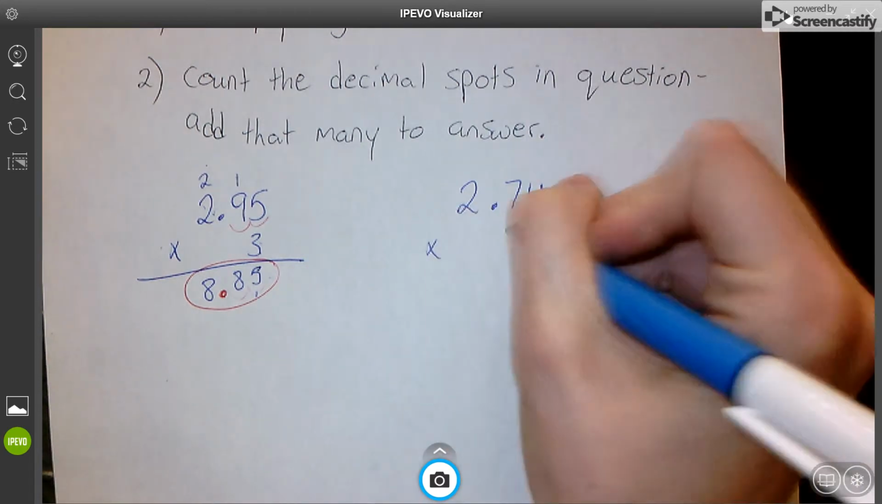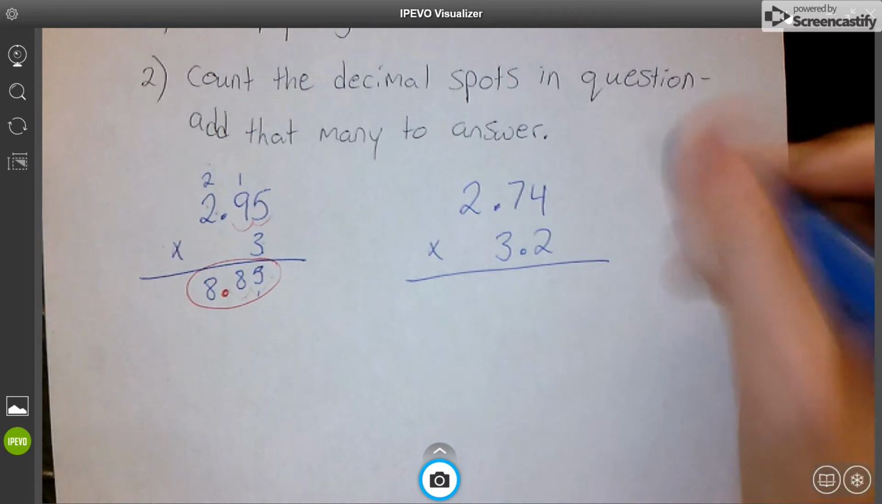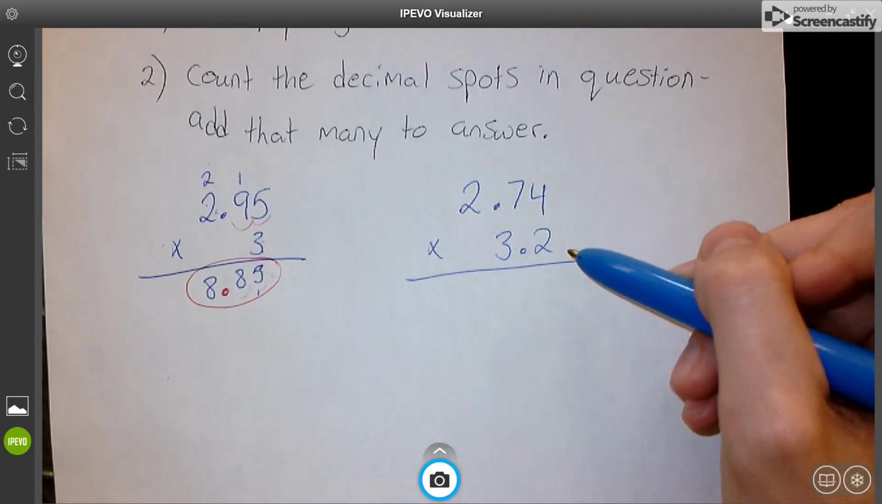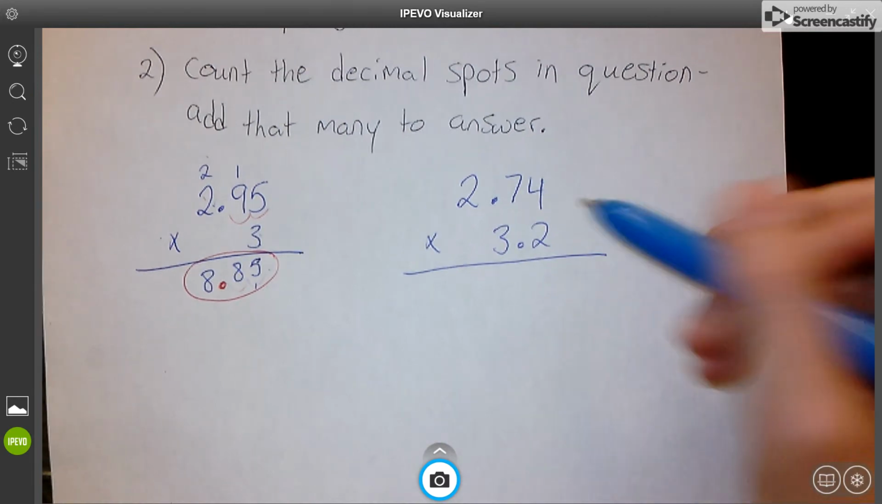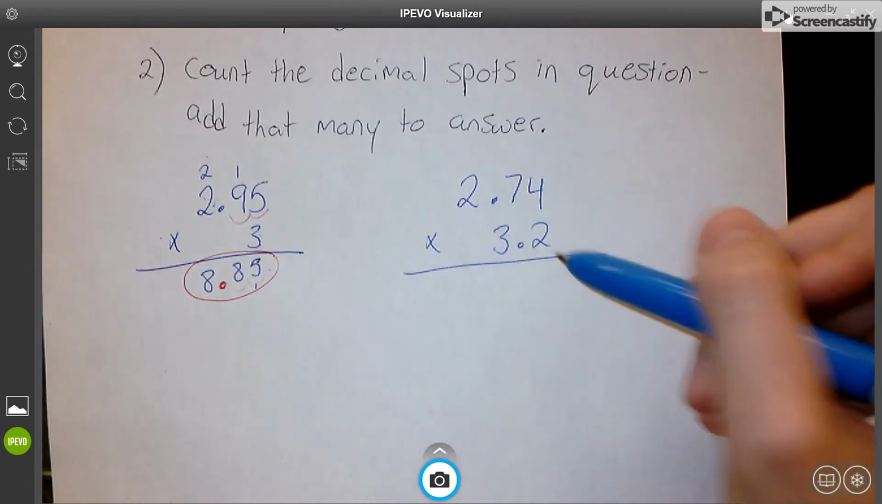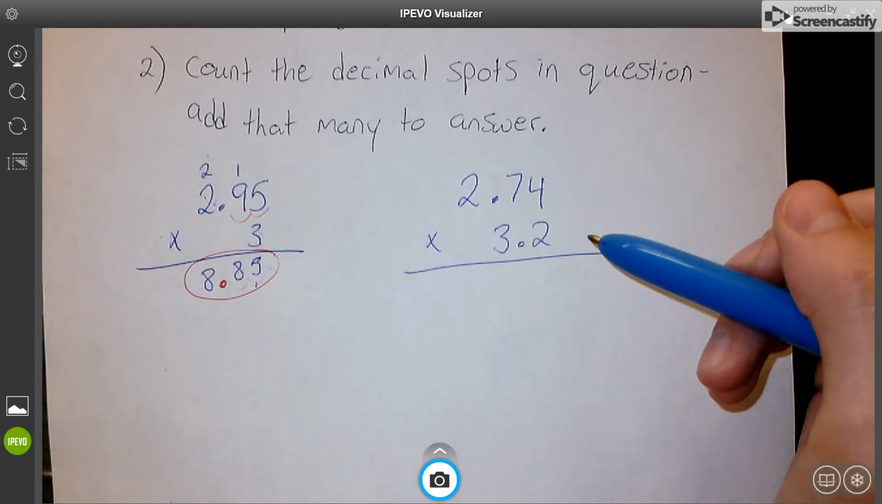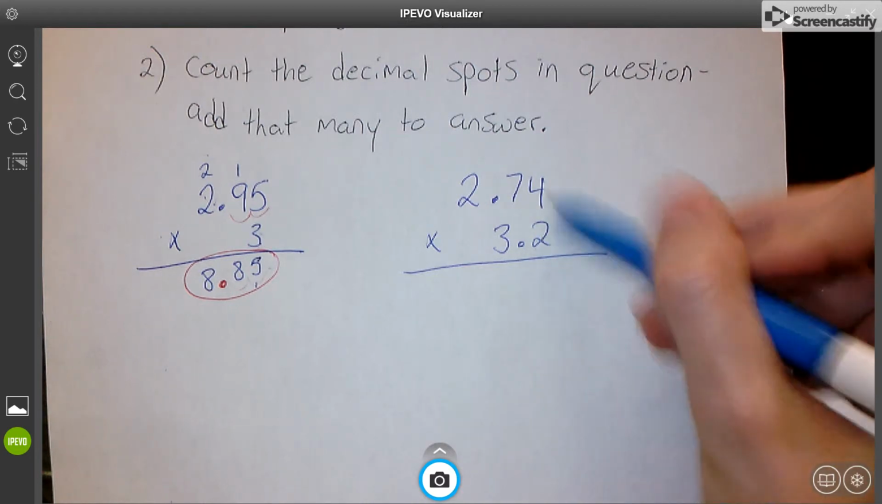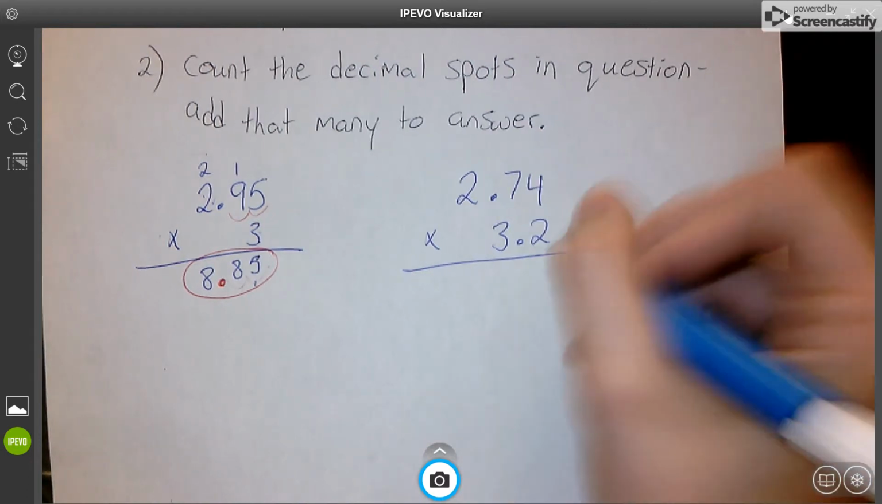2.74 times, and you know what? It actually doesn't matter. You can put 3.2, and I notice I don't need to match up my decimals here. It doesn't matter for that. I just need to match up all of my numbers. I need to multiply them all by every other one. So I'm going to start with the 2's, multiply the 2's by everything. Okay, so 2 times 4 is 8.